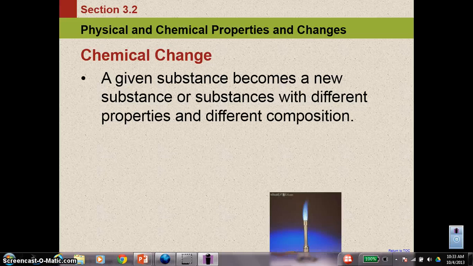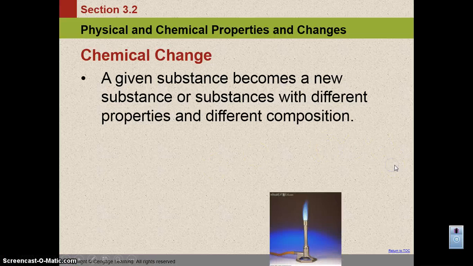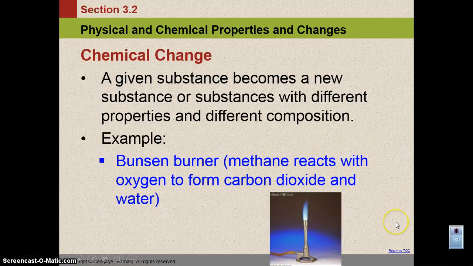A given substance becomes a new substance or substances with different properties and different compositions. An example of this is when you light your Bunsen burner in the lab. The natural gas that we use to light the Bunsen burner, methane in this picture, is a gas, and when we burn it, it becomes carbon dioxide and water, and it gives off heat as a byproduct, and that heat is what we use in the lab in order to carry out our chemical reactions in our experiments.